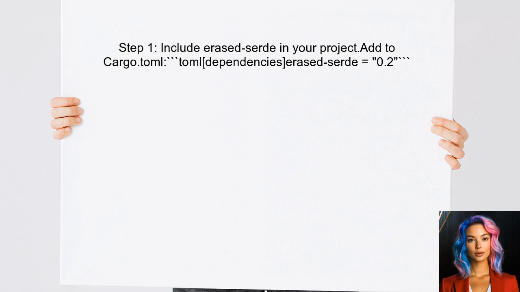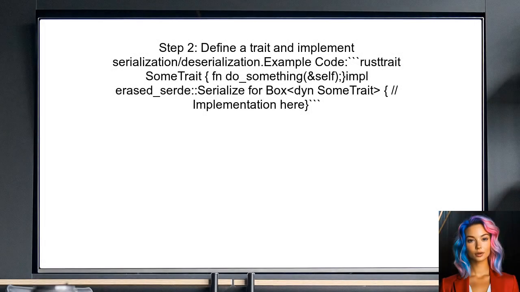To begin addressing the deserialization of polymorphic trait objects in Rust, the user should first ensure they have the erased Serde library included in their project. This library will help with the serialization of box containing trait objects. Next, the user needs to define a trait and implement the necessary serialization and deserialization functions. This will allow the user to work with box containing trait objects effectively.